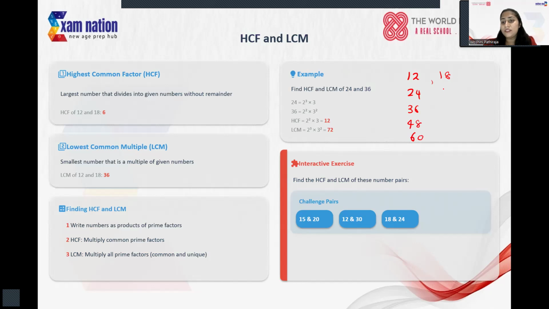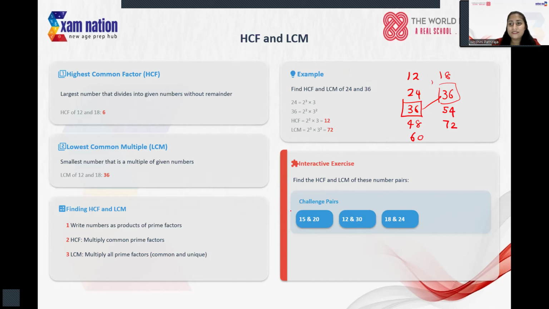So what are the multiples of 18? 18, then 36, after that 54, after that 72. Likewise, we can write the multiples of 18. So what is the smallest common value from these two sets? 36. 36 is the smallest common number from these multiples. Therefore, the least common multiple for 12 and 18 is 36.